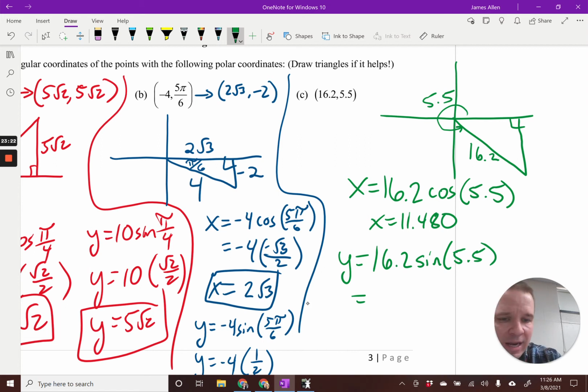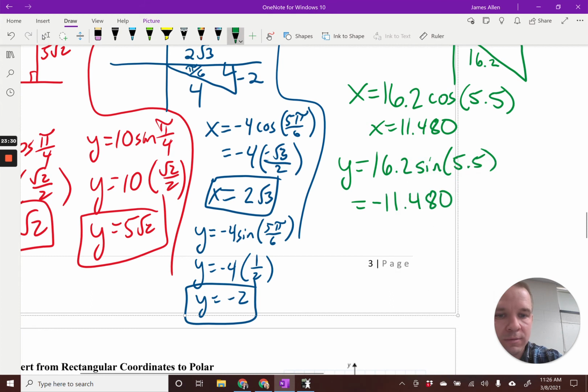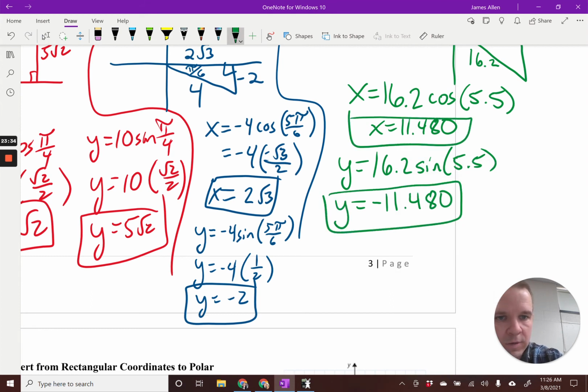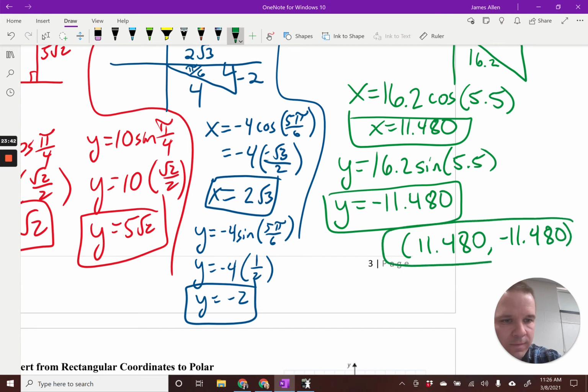negative 11.480. So my rectangular coordinates for this one would be 11.480, comma, negative 11.480. Awesome sauce. I like it.